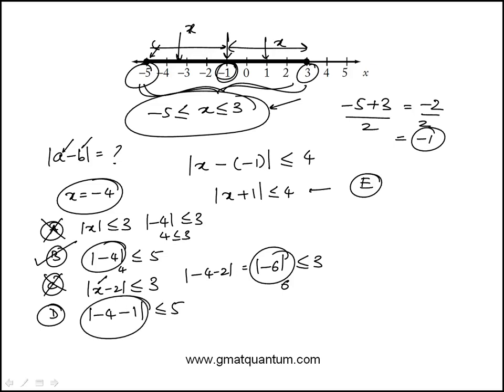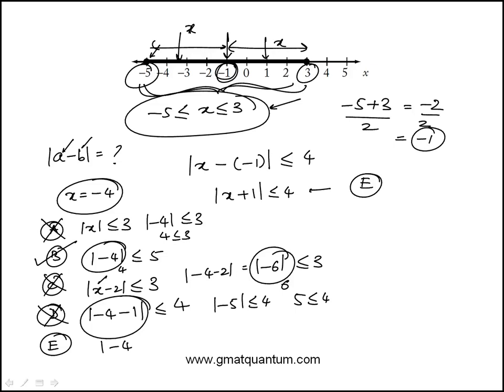Well, actually, I made a mistake here. Let me just clean this up. I made a mess here. So that's what we're testing. Absolute value of -5 less than or equal to 4. It's not. So D is out. And we know E is the correct answer.